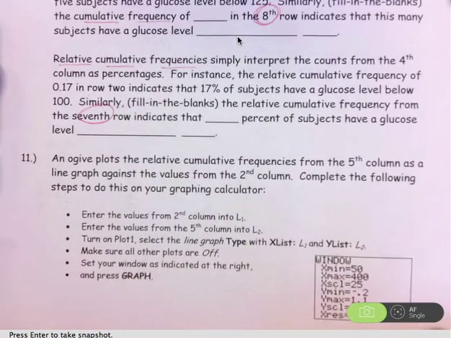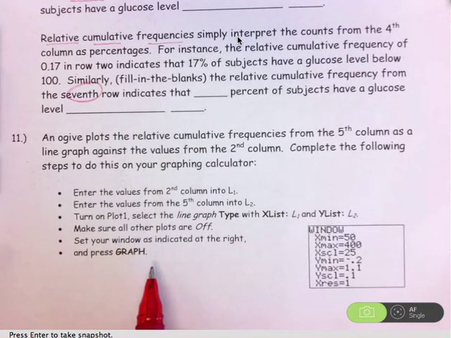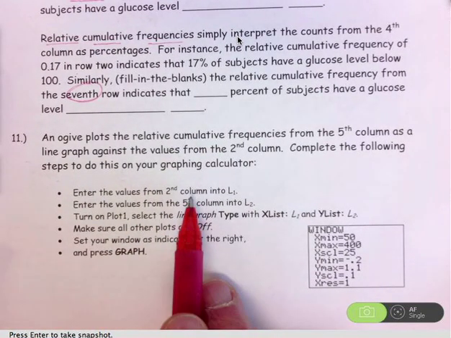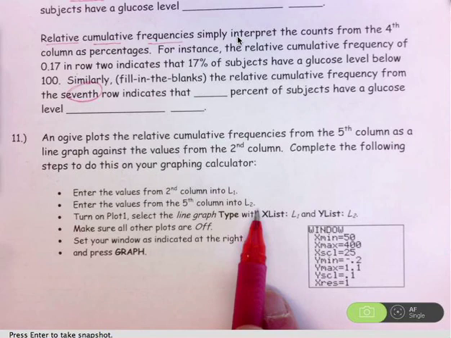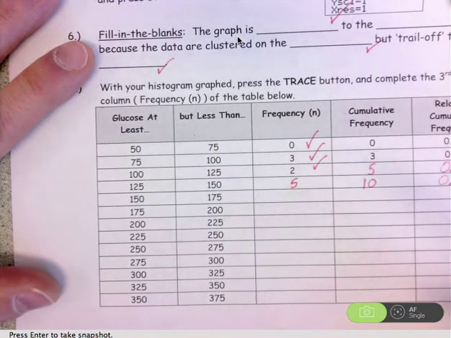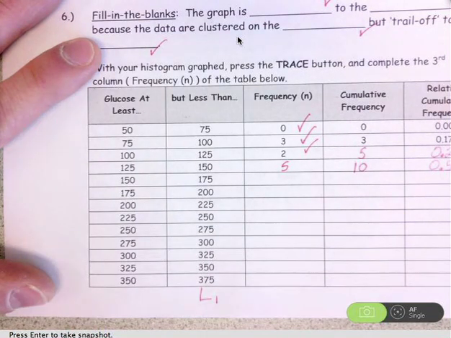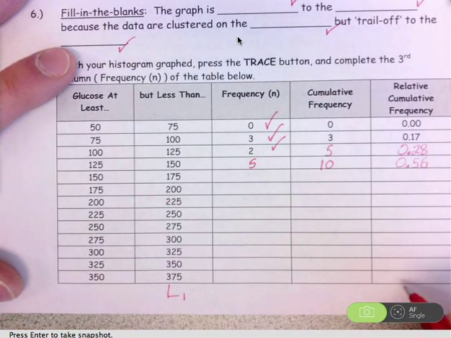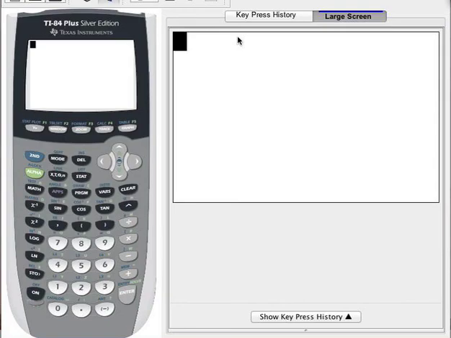So last, it's time to finally build the ogive. These are the instructions. This is what you need to follow in order to build the ogive. The second column from your table needs to go into list 1. The fifth column needs to go into list 2. So here's the second column. This is going into list 1. Here is the fifth column, the relative cumulative frequencies. Those are going into list 2. If you haven't done so already, you should enter those data into list 1 and list 2. I have done that.